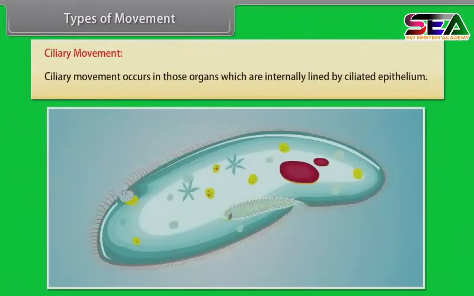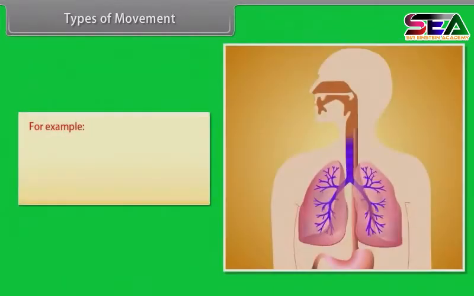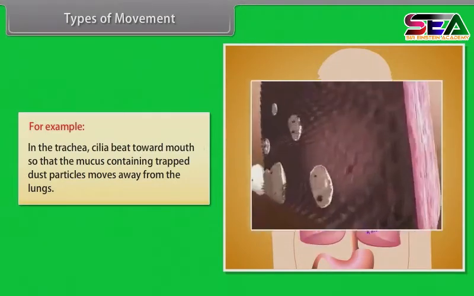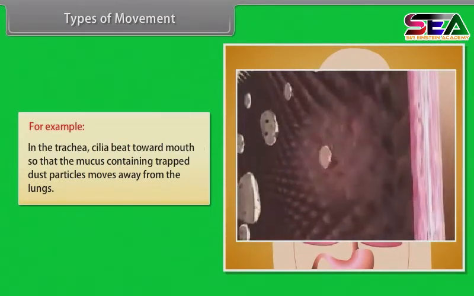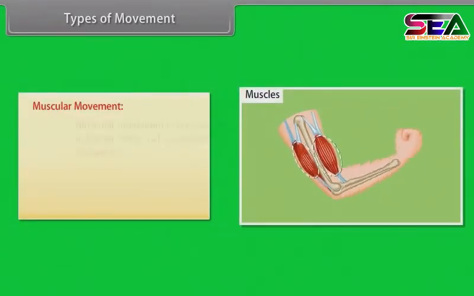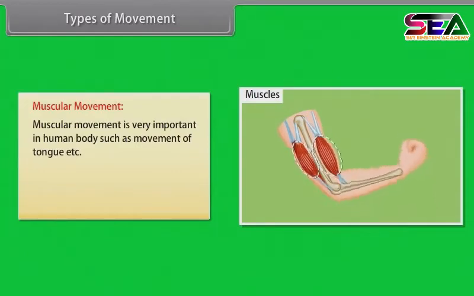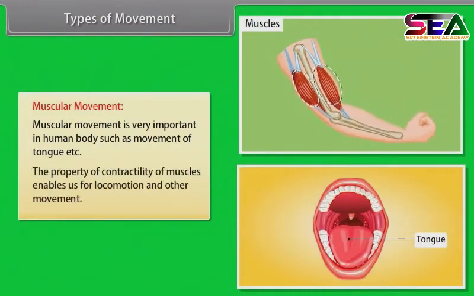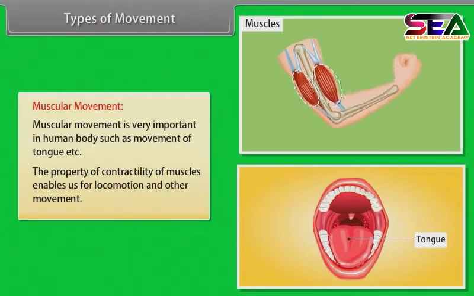cell. Ciliary movement. Ciliary movement occurs in those organs which are internally lined by ciliated epithelium. For example, in the trachea, cilia beat towards the mouth so that the mucus containing trapped dust particles moves away from the lungs. Muscular movement. Muscular movement is very important in human body, such as movement of tongue, etc. The property of contractility of muscles enables us for locomotion and other movement.